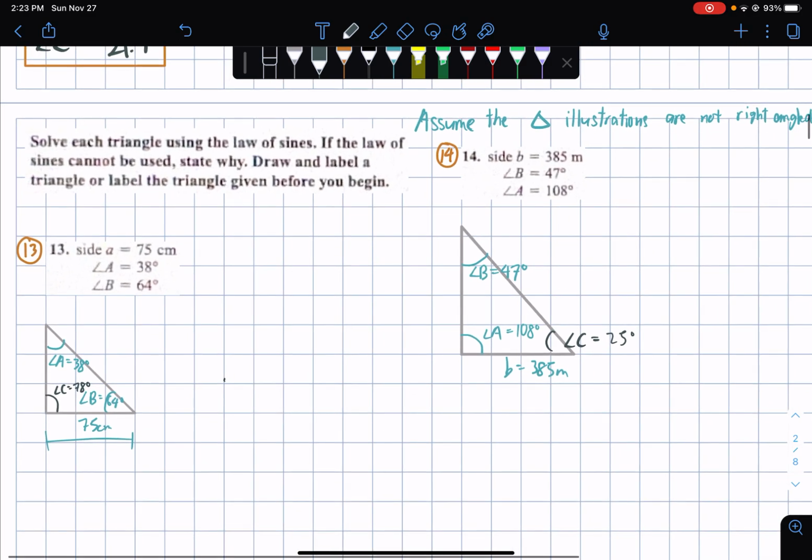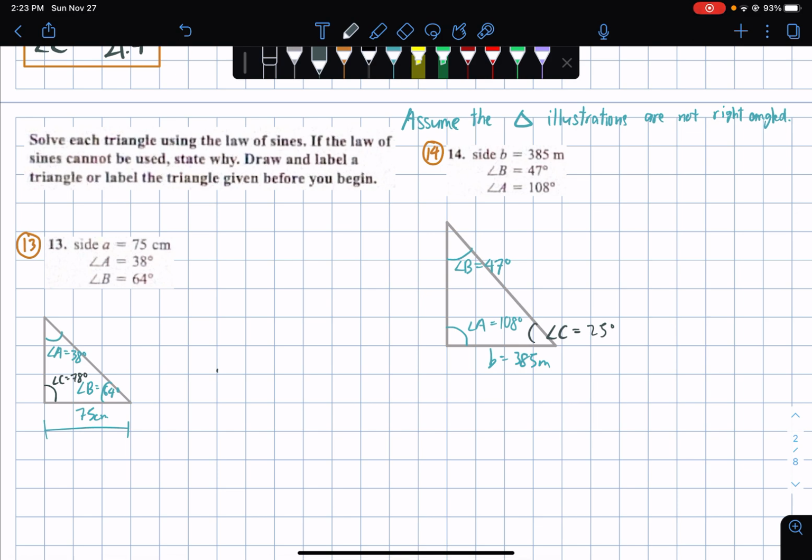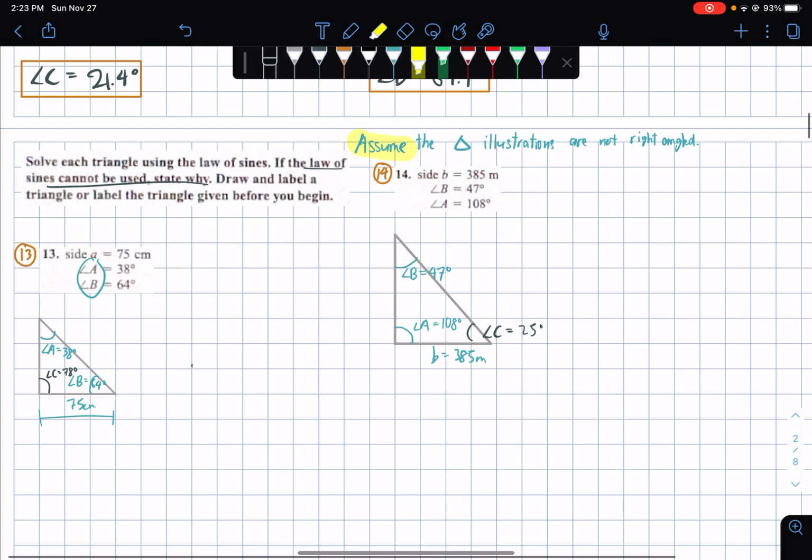So we have to solve each angle using the law of sines. We have to draw or label a triangle. So for number 13 and 14, the triangles are already displayed based on the specifications that are stated. Everything that you have to know in order to solve the missing sides and angles. Okay, so we know side A and side B. By the way, we have to assume that the triangle illustrations are not always right angled.